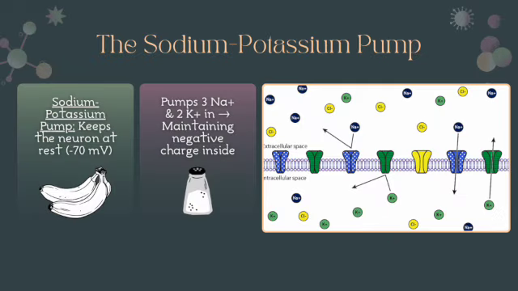The sodium-potassium pump. The neuron tends to maintain this resting charge using the sodium-potassium pump, a specialized protein in the membrane. It moves 3 sodium ions out and 2 potassium ions in, keeping the inside of the neurons more negative. This pump is always working in the background to ensure that the neuron resets after it fires.